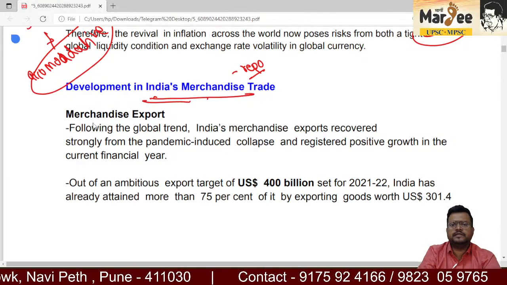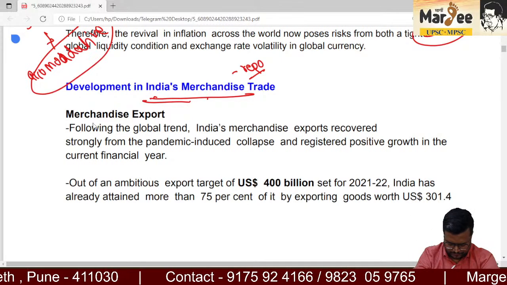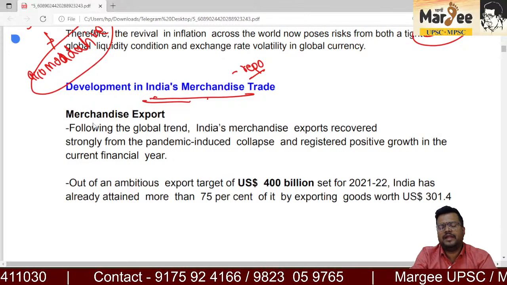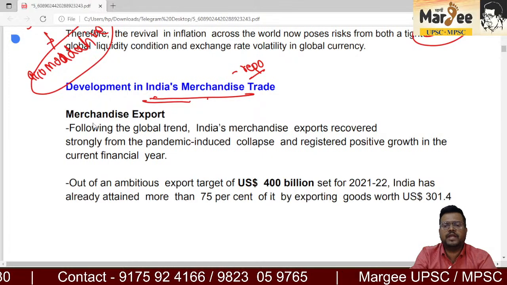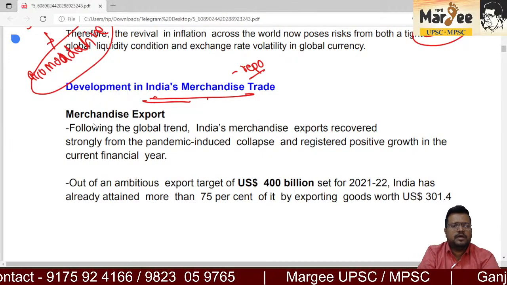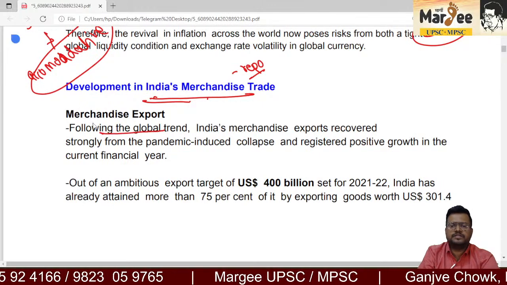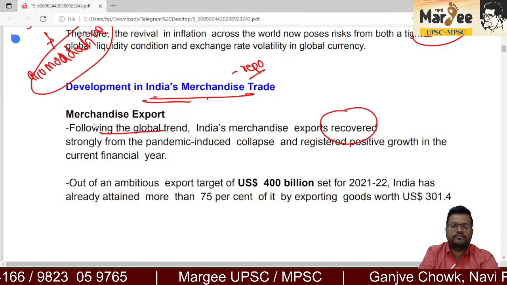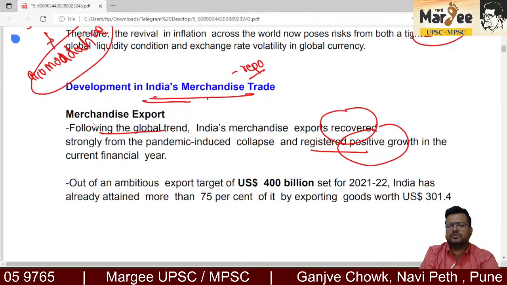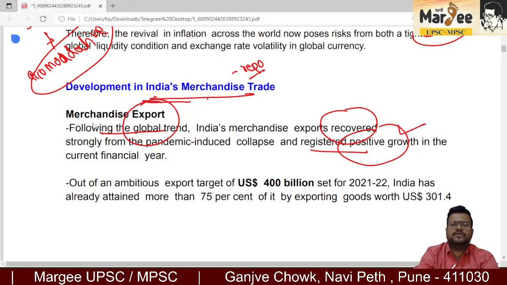We have seen that world's merchandise trade that was contracted during the COVID-19 pandemic is showing an upward trend, and it has gone above the pre-pandemic level. We will see what has happened in India's context. In India's context, following the global trend, India's merchandise export has also recovered and it has registered positive growth. So in India's context also, merchandise export is witnessing positive growth.